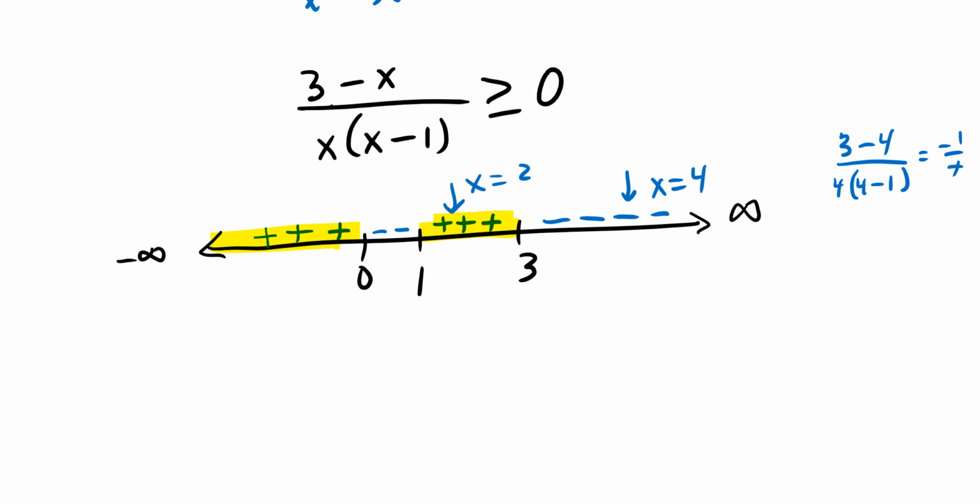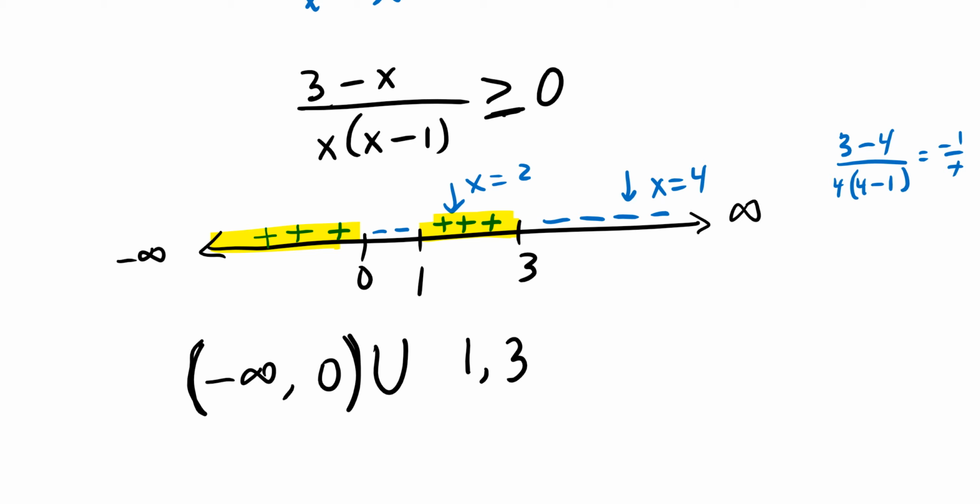When we write the solutions down, negative infinity to 0. Now at infinity or negative infinity, we never put a bracket. It's always parentheses. Now for this one, because it's or equal, we're supposed to put a bracket. But since the 0 is in the denominator, we still keep it as parentheses. Union 1 to 3. 1 will make the denominator 0, so we put a parenthesis. 3 will not make the denominator 0, so we put a bracket.